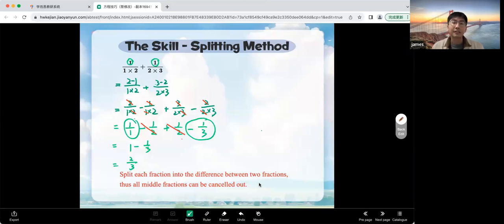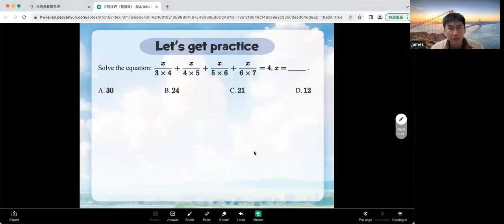That's how we use the splitting method and how it works. With the splitting method, everyone, let's see one more question. Let's see an equation right over here. The equation is x over 3 times 4 plus x over 4 times 5 plus x over 5 times 6 plus x over 6 times 7. That is equal to 4. And we're getting the value for x.